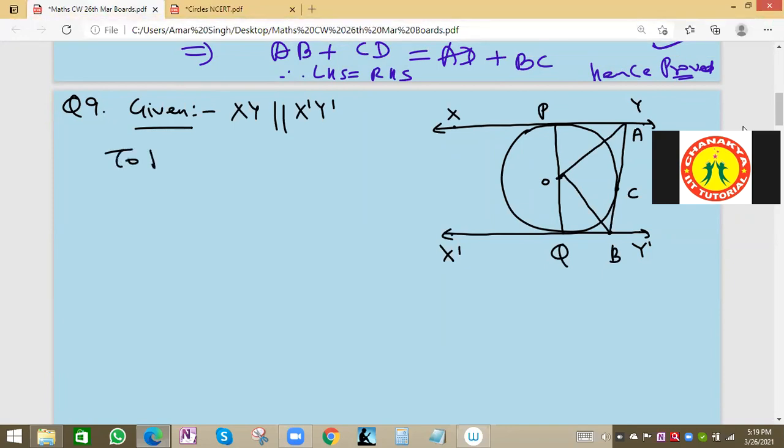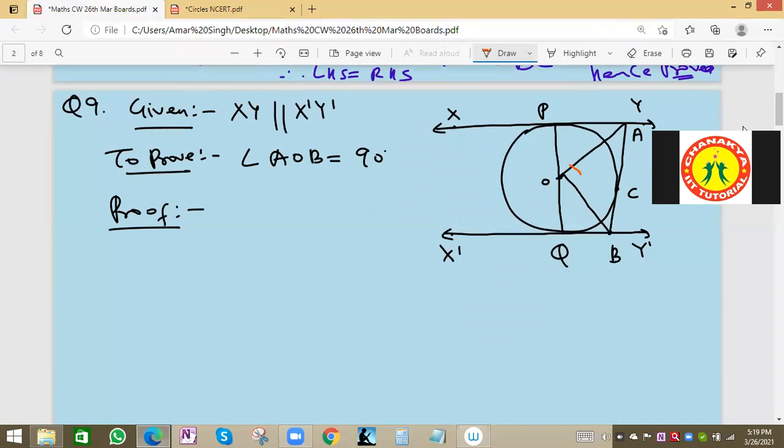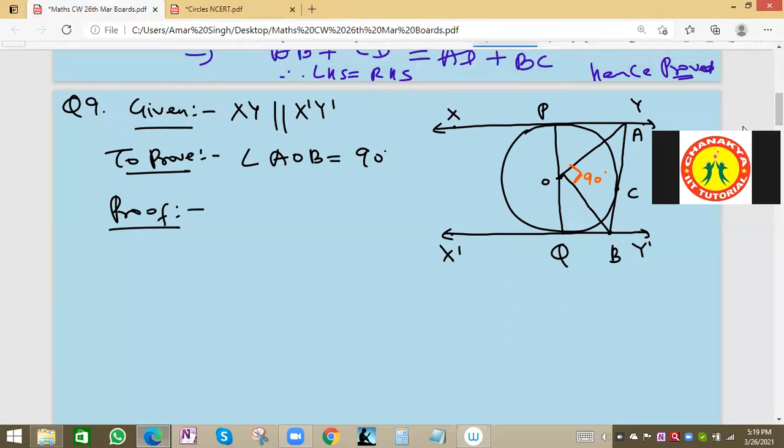To prove: angle AOB equal to 90 degree. Please do the proof. AOB we have to prove as 90 degree. So this angle is 90 degree. We have to prove this thing.